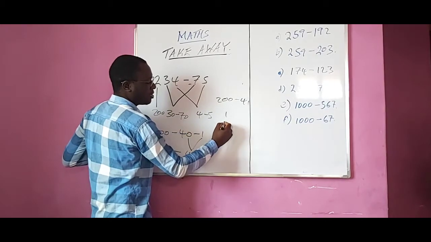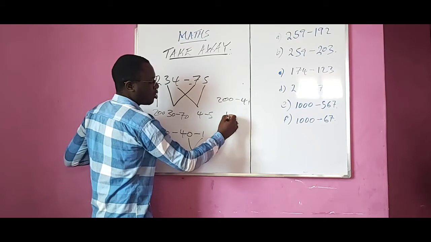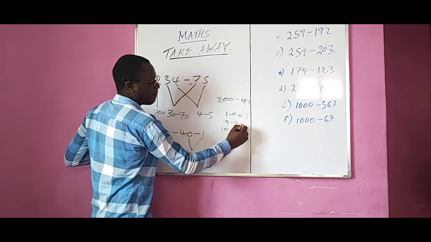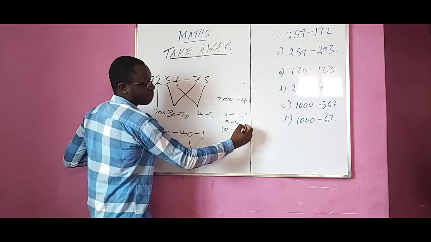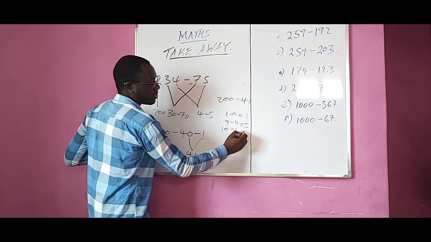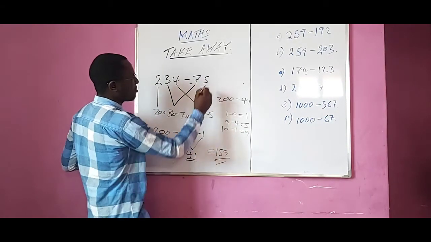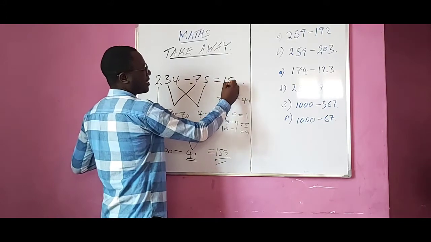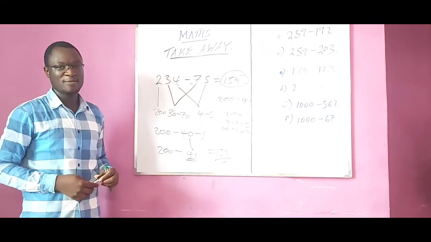That is 1, 9, 10, minus 1, 4, 0. The answer here is 1. 9 take away 4 is 5. And 10 take away 1 is 9. So the answer is 159. That is the answer here. You can try with your calculator and see, will you get 159?